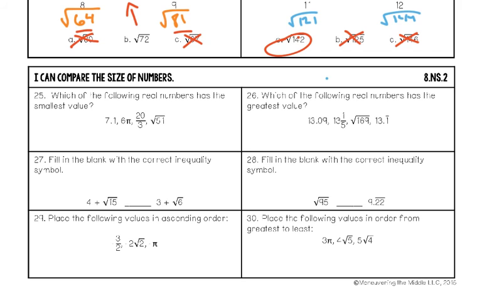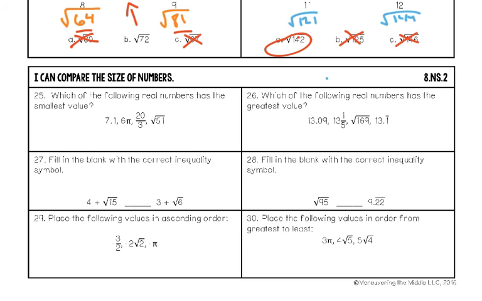All right, so we're almost done with this section. The last section is I can compare the size of numbers. So we're going to order some irrational numbers and rational numbers. It says which of the following real numbers has the smallest value? The way to compare numbers, whether they're rational, irrational, or whatever, is to estimate them as decimals. We want to approximate these numbers as decimals.